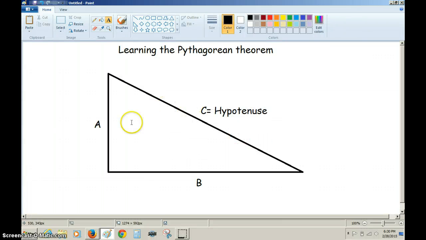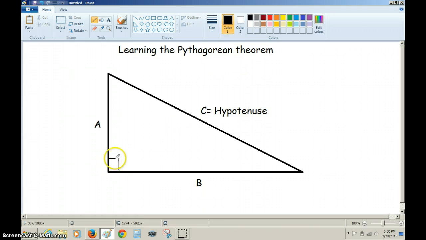Learning the Pythagorean Theorem, the first thing you need to know is what the Pythagorean Theorem is, obviously. The Pythagorean Theorem is a method developed by Pythagoras that can find the length of a hypotenuse, which is the longest side of a right triangle. Right meaning it has a right angle. This is a right angle right here that we have.